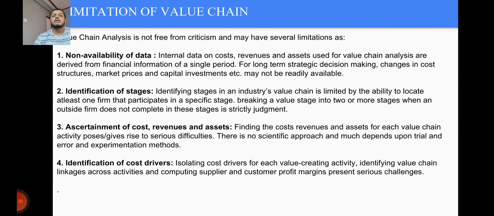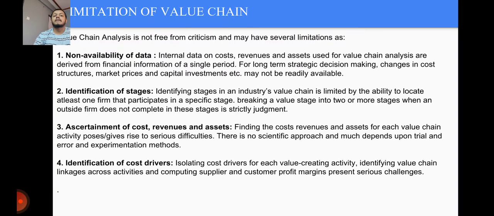Limitations of value chain. The value chain is not free from criticism and has several limitations: non-availability of data, identification of stages, uncertainty of cost, revenue and assets, and identification of cost drivers. Non-availability of data: the internal data on cost, revenue, and assets used for value chain analysis are derived from financial statements of a single period. For long-term strategic decision making, changes in cost structure, marketplace, and capital investment, etc. may not be readily available.